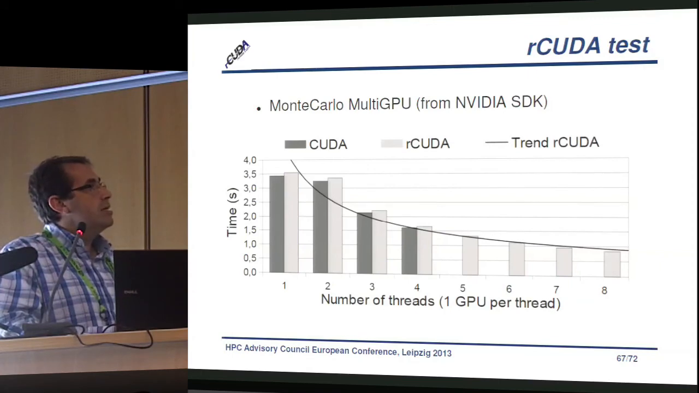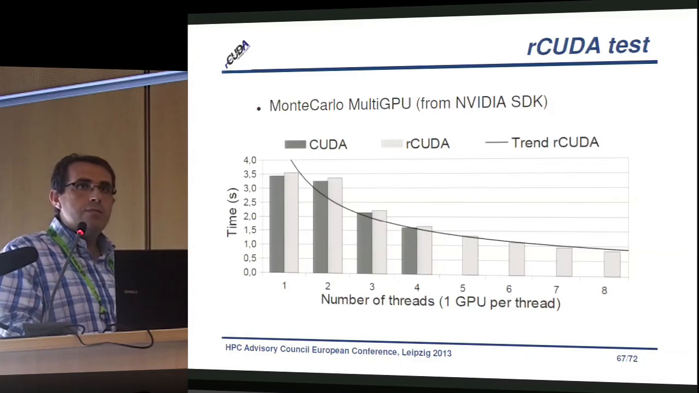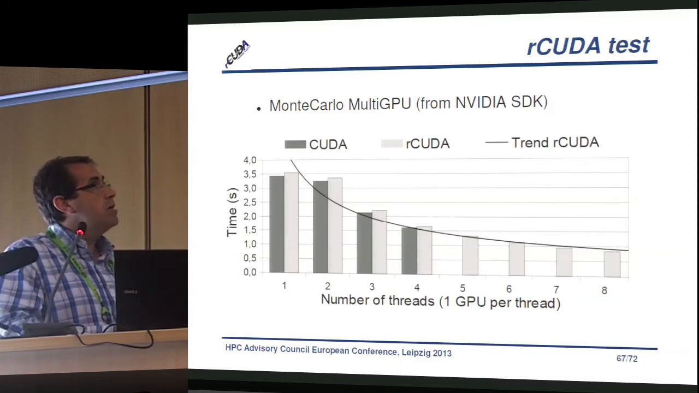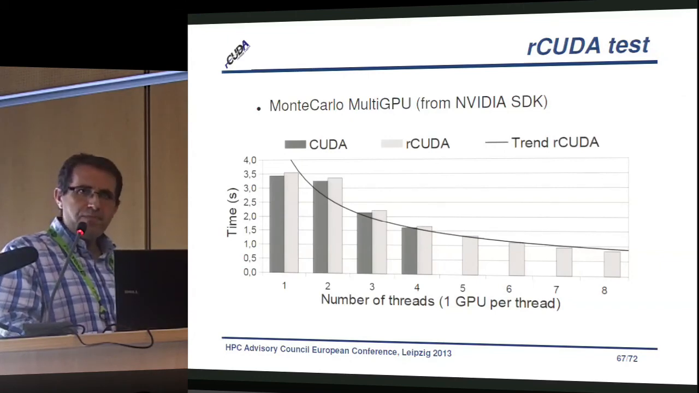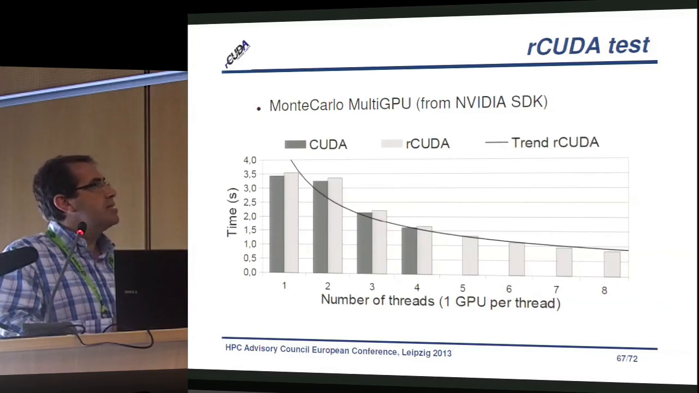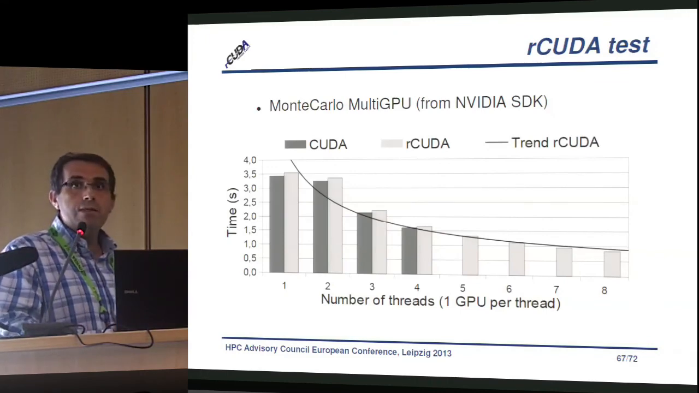As you can see, the dark bars are for CUDA. We can only use up to 4 GPUs because we only have 4 GPUs attached to our node. But with rCUDA, we can use the 8 GPUs in the system. This is the trend line of the rCUDA, and we can see that this is one application that can take profit of using more GPUs than the GPUs you have directly connected to your system.